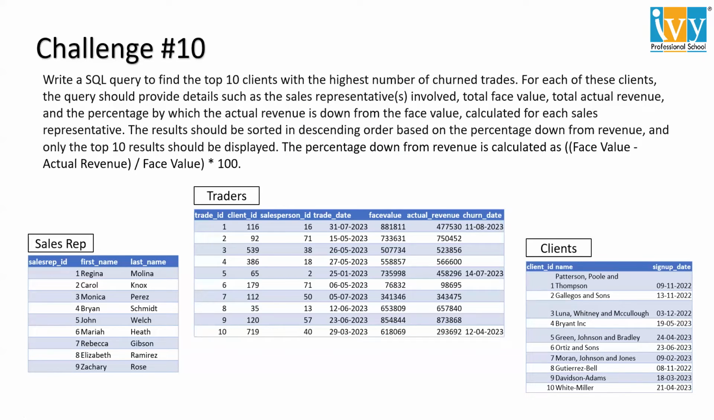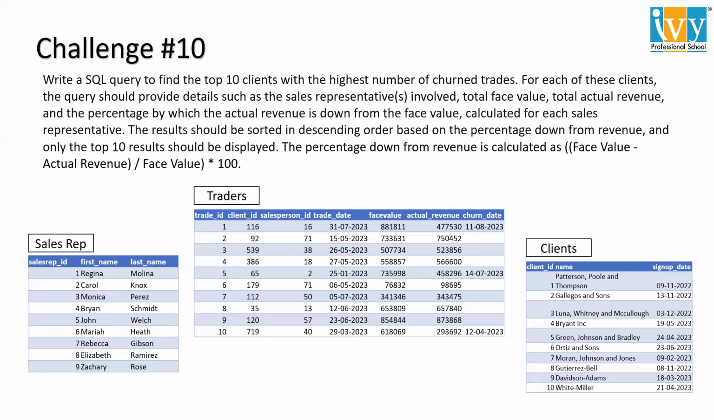Write a SQL query to find the top 10 clients with the highest number of churn trades. For each of these clients, the query should provide details such as the sales representative involved, total face value, total actual revenue, and the percentage by which the actual revenue is down from the face value. Calculate this for each sales representative. The result should be sorted in descending order based on the percentage down from the revenue, and only the top 10 results should be displayed. The percentage down revenue is calculated with the formula given.